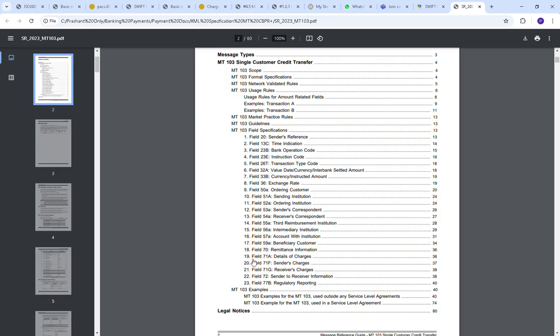Now I want to take you here. See field number 18, remittance information. Field number 19, detail of charges. Field 71F sender charges, 71G receiver charges, and 72 sender to receiver information that we have discussed. 77B, leave it, that part is not required. These are examples of sender to receiver and receiver to sender. There are three more important words here.